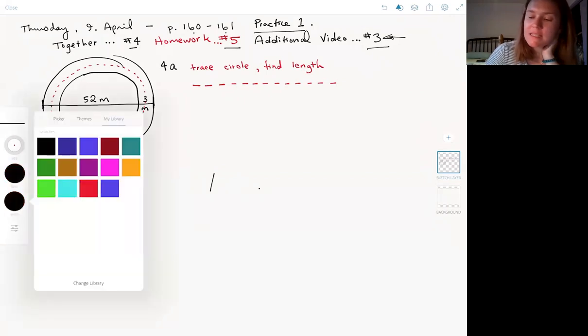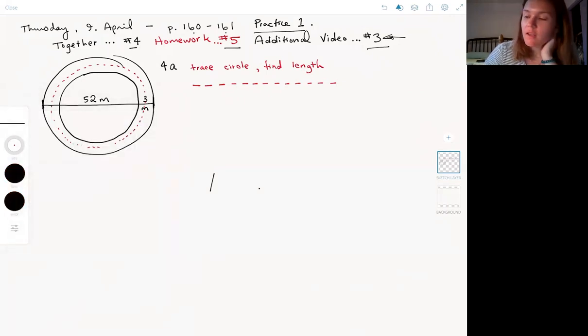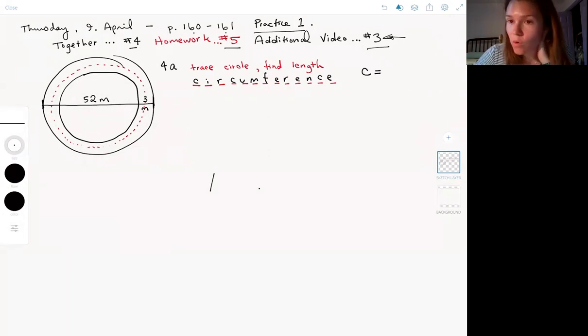Stop the video, take a second and think, what is the word that would trace around that circle, that red dotted line? It's your circumference. And the equation we're looking for is going to be C equals, can you finish it for me? Pi 2r, okay?